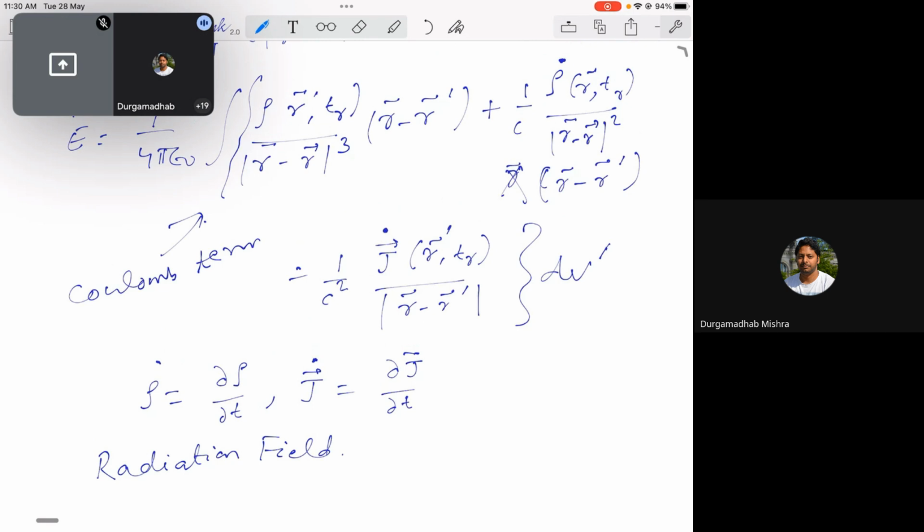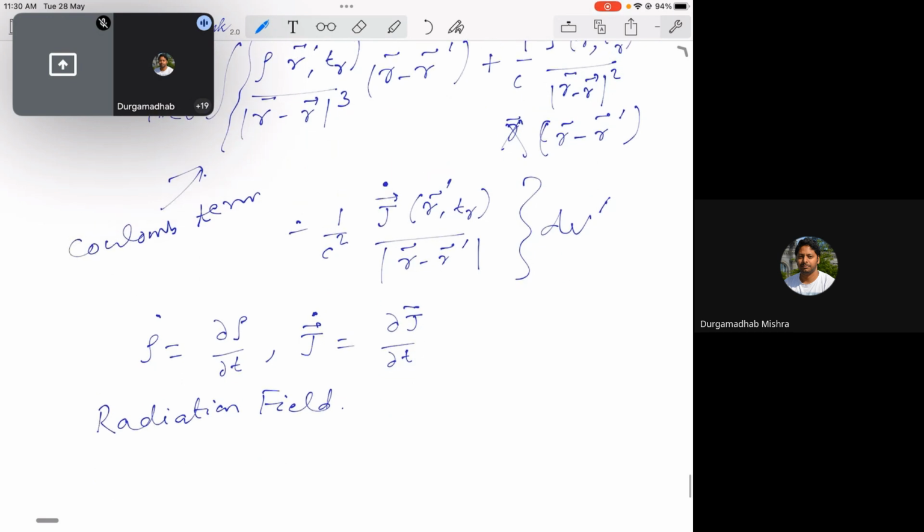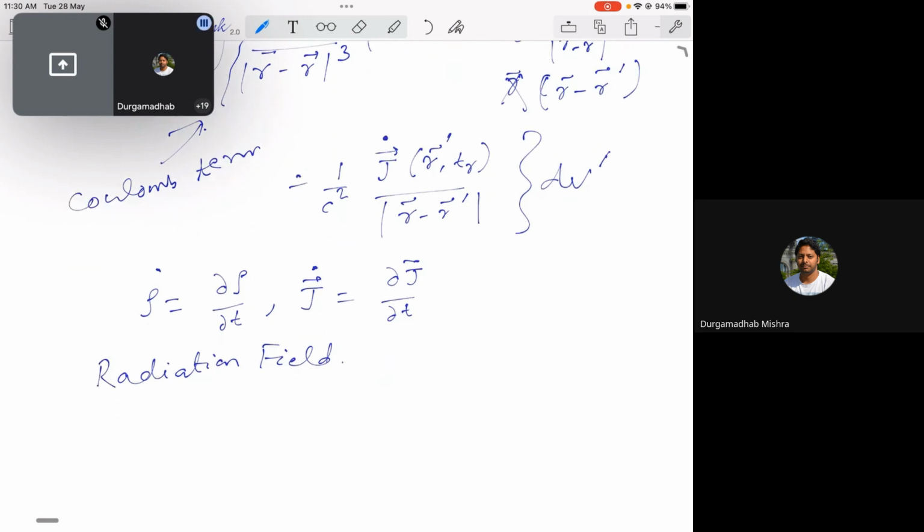What is interesting about these terms is that the first term simply has a 1 by r square dependence. The second and third terms, the radiation field, depend on 1 by |r minus r prime|, which is simply 1 by r. We can just write it like that. So the radiation field varies as inversely proportional to r.